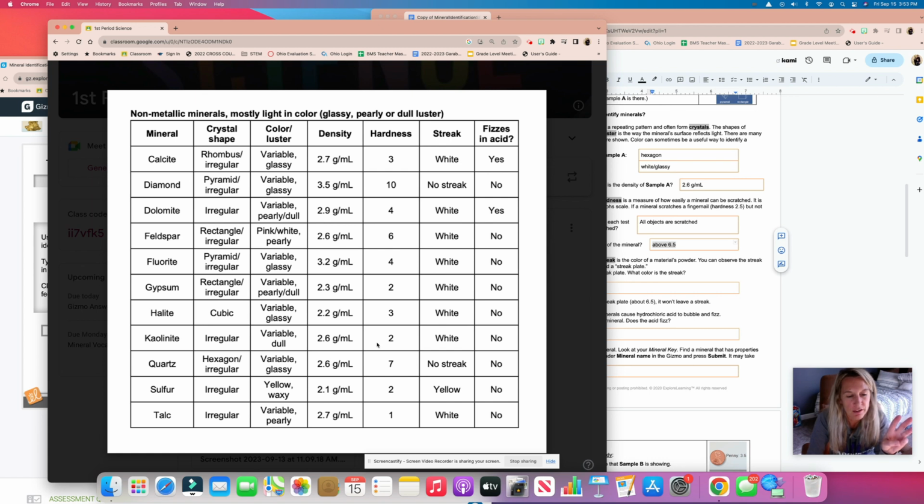Let's go down to kaolinite. It has a hardness of 2. So it would not even scratch your fingernail. So it's softer than your fingernail. So it's definitely not kaolinite.